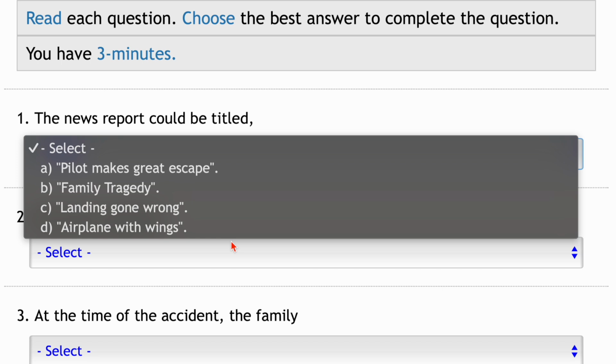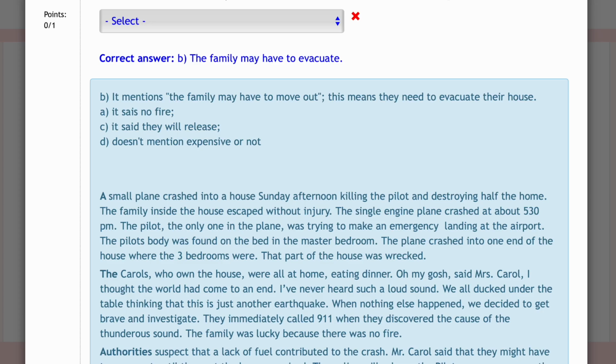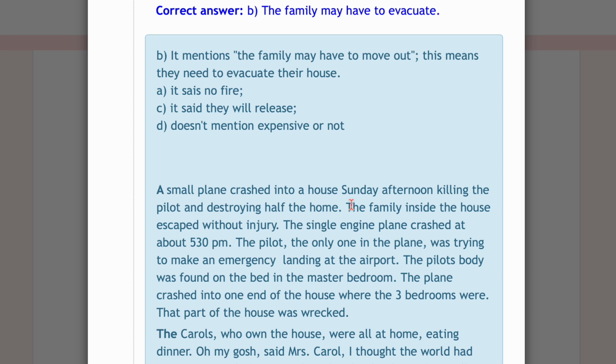Well, if I remember, this was about a plane accident. Let's just be clear. A small plane crashed into a house Sunday afternoon, killing the pilot and destroying half the home. The family inside the house escaped without injury. The single-engine plane crashed at about 5:30 p.m. So an airplane crash, small plane.